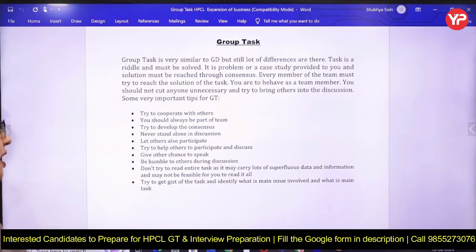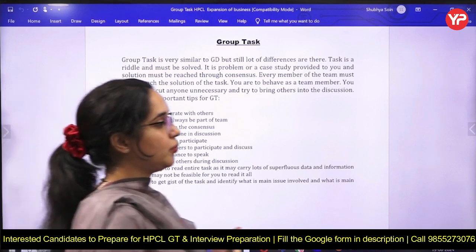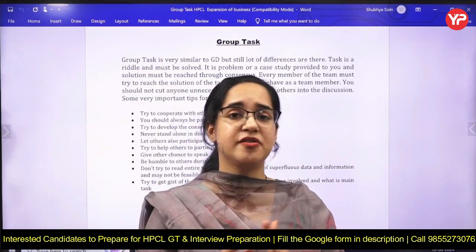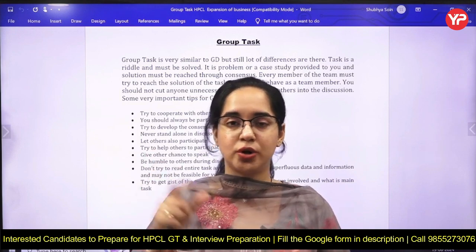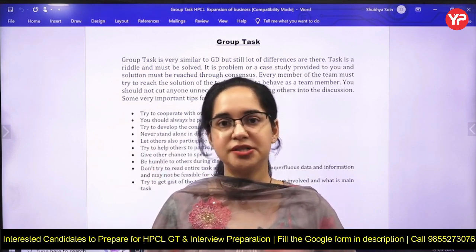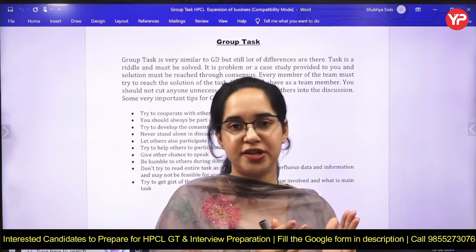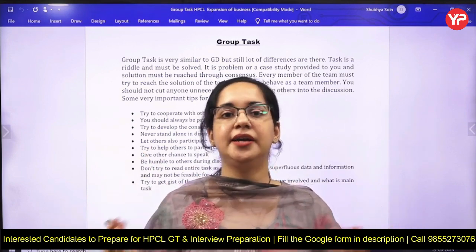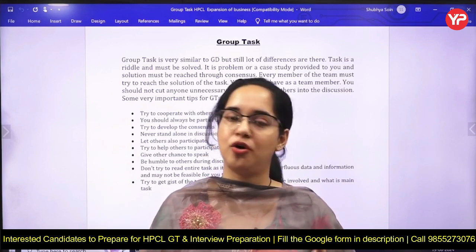Don't try to read the entire task as it may carry lots of superfluous data and information and may not be feasible for you to read at all. Now one very important thing is that in HPCL 2, the group task is very long. It's not a very short one. When I formulate a simulation for students, I first give them a paraphrase, then a bigger portion, so that by the end they are able to solve three to four pages altogether.